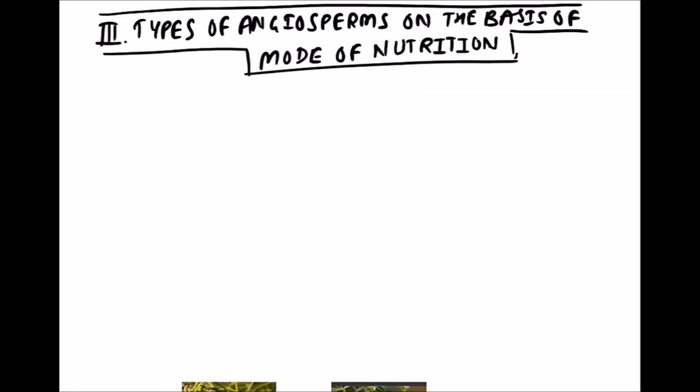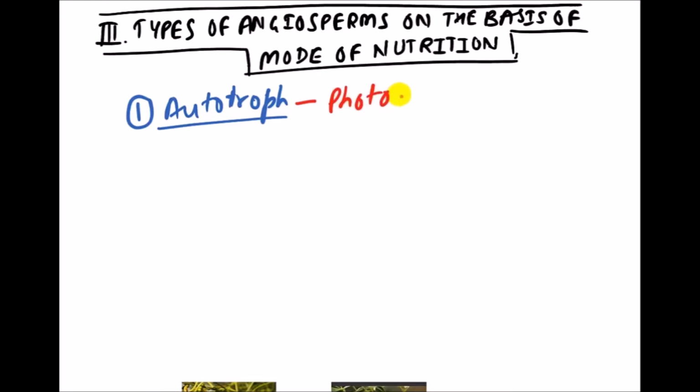Hello friends, welcome to Studio Biology, and we are going to discuss the types of angiosperms on the basis of mode of nutrition. So first of all, we'll discuss the most common mode of nutrition, that is autotroph. Autotrophs are those plants which synthesize their own food. So these are basically photoautotrophs, that is photosynthetic plants.